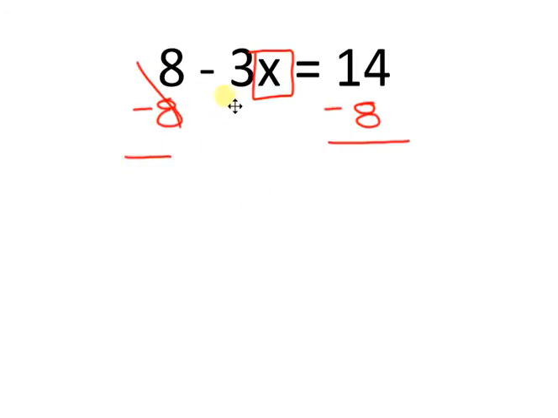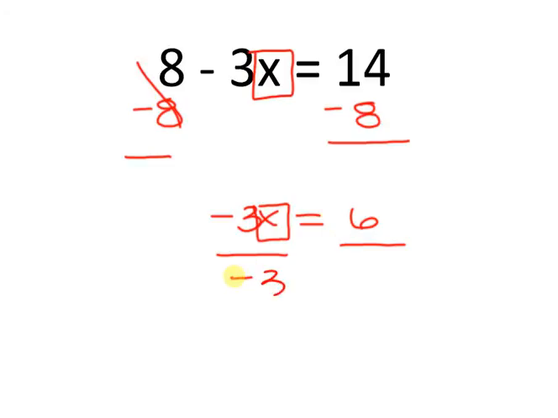These cancel. Now be careful here. You need to make sure that you bring down the negative 3x. And then 14 minus 8 is 6. Box your variable. Divide by negative 3. Divide by negative 3. x equals negative 2.